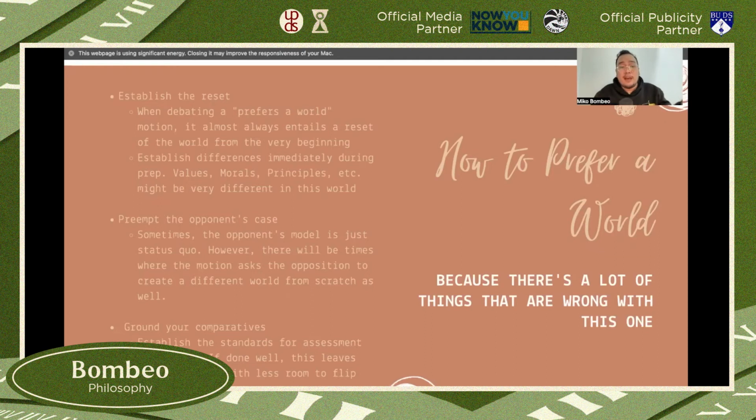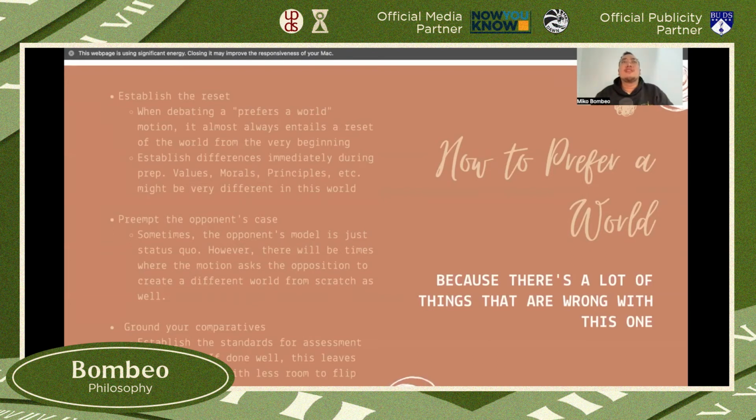And if this is done well, this leaves your opponent with less room to flip your case. So for example, if you already start comparing your world from the onset, like from the prime minister's speech, you already start comparing values, you already start comparing perceptions. For example, why are people in our world relatively different in comparison to the world that you start creating, or the opponent starts creating later on? You already have a strong foundation for future responses, future extensions that you might want to bring up after your opponent establishes that case.